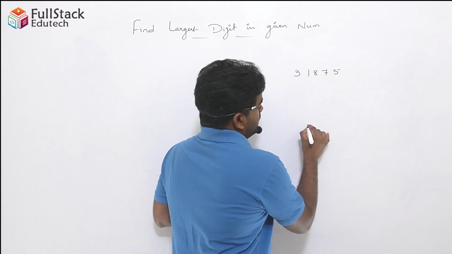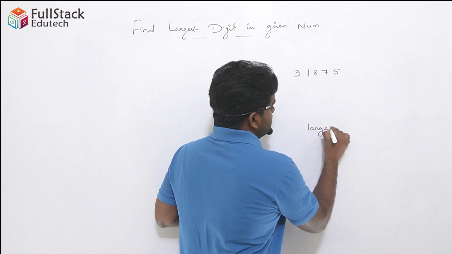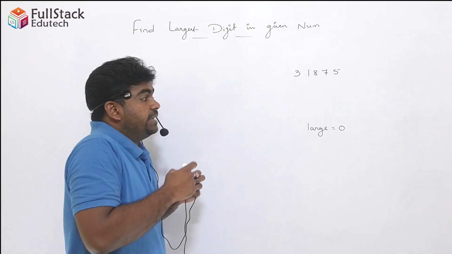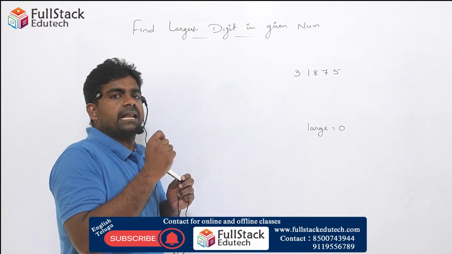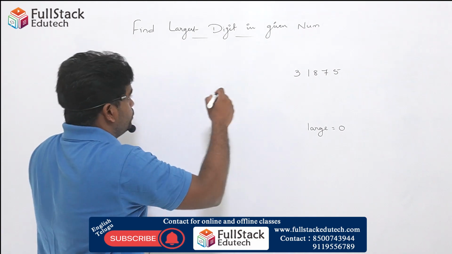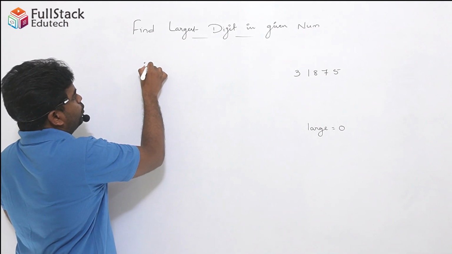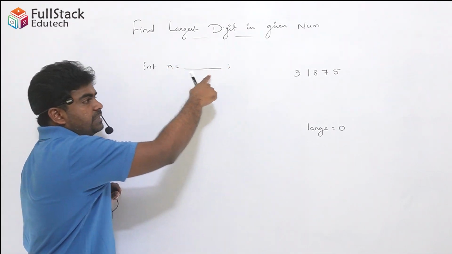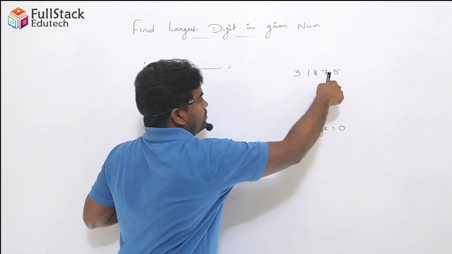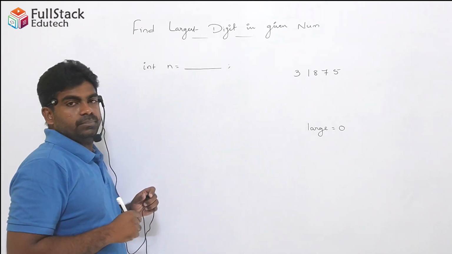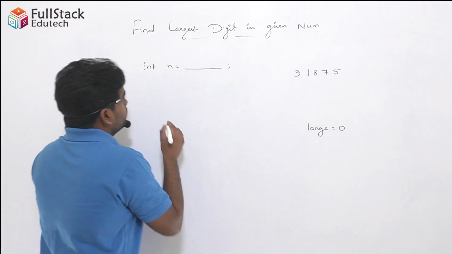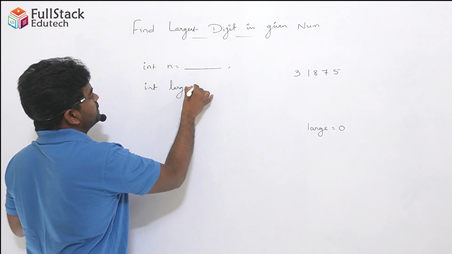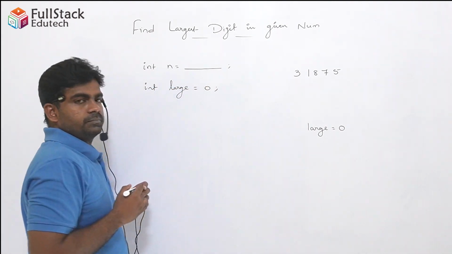See, initially I am just considering large equals 0. We are just considering 0 as the largest digit. In parallel, I am writing the code: n is equal to any number they can give. This is just one example. You can take any number or the same number. Now, I am taking the variable int large equals 0.